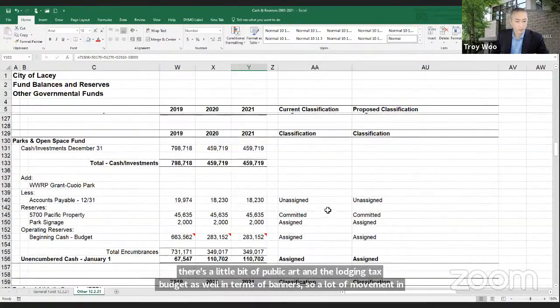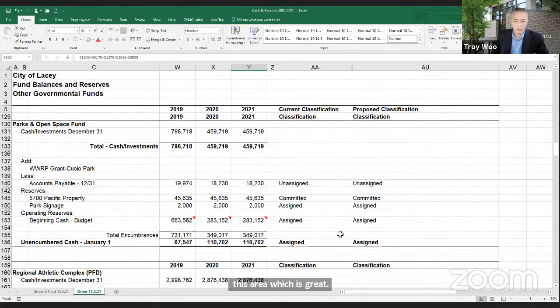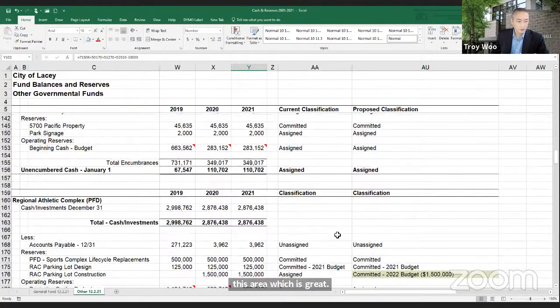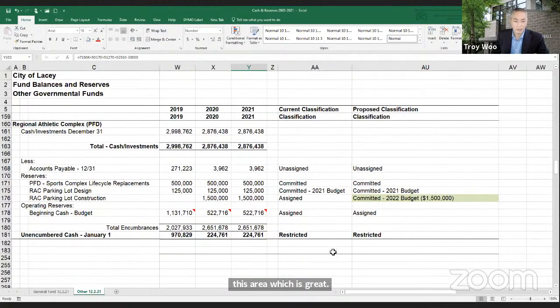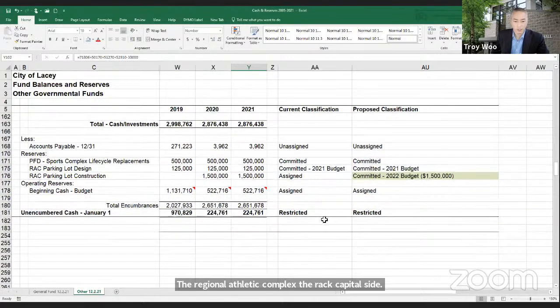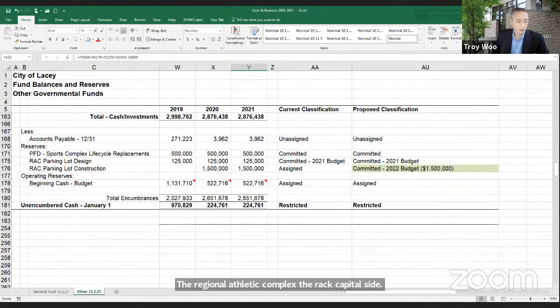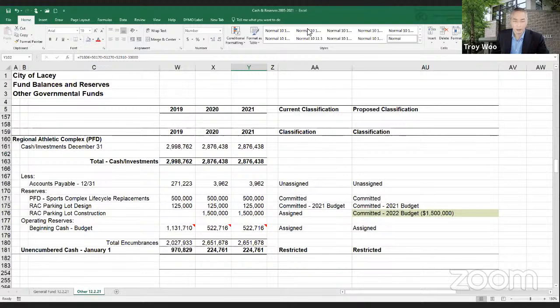Parks and Open Space Fund, no changes within this fund. The Regional Athletic Complex, the RAC capital side, again related to the parking lot. So moving from field replacement into parking lot construction. That is everything in terms of the reserves. Be glad to answer any questions, or if there's any other direction you would like us to take.